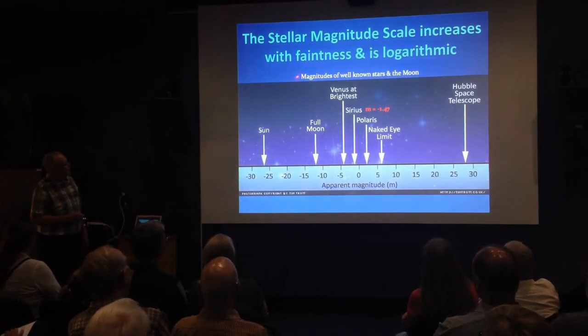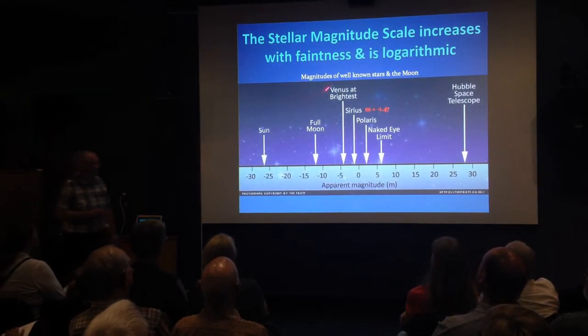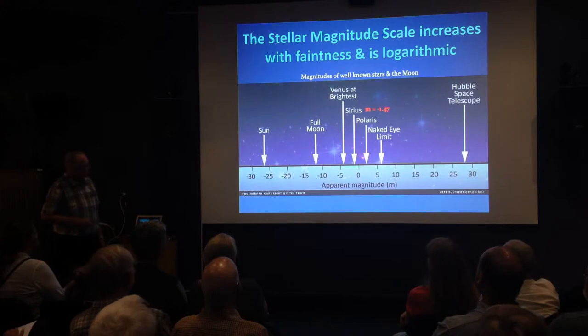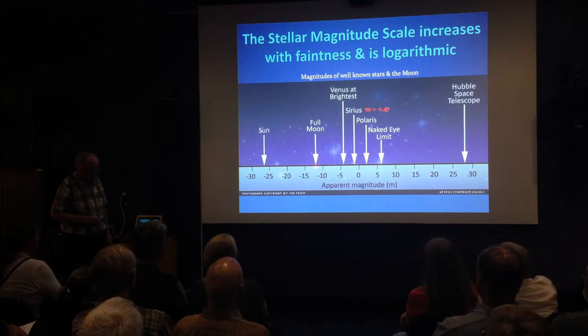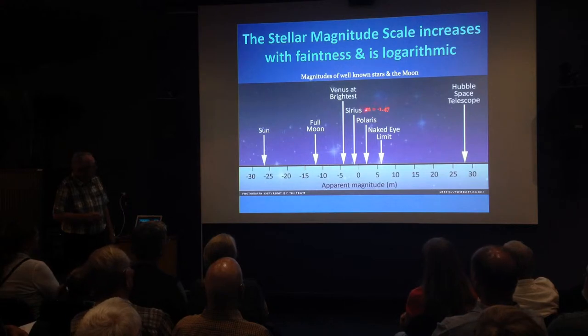So where does this all fit some well-known stars and the moon and so on? So here's Vega, that'll be there, about 0. The sun's really bright, brightest thing in the sky, and it's about minus 26. The full moon is about minus 12 or thereabouts, so you can see the brighter you get, the more negative you get. Here's our friend Sirius, about minus 1.47 in magnitude. And remember, this is apparent magnitude, what it looks like from us with our eye.